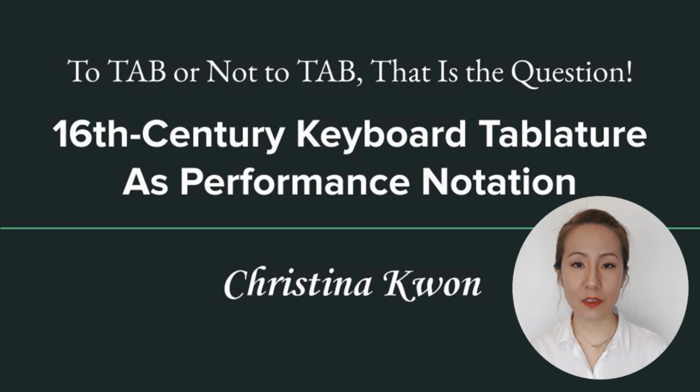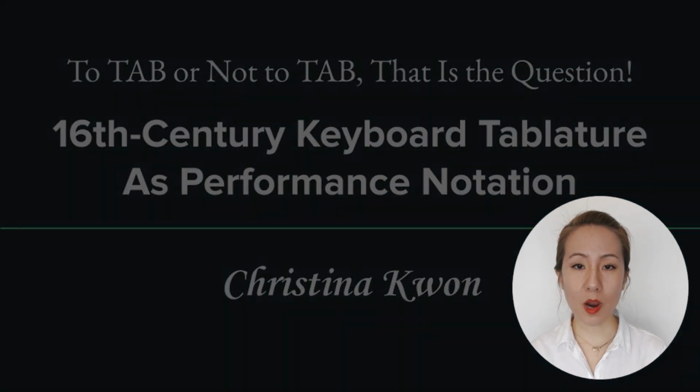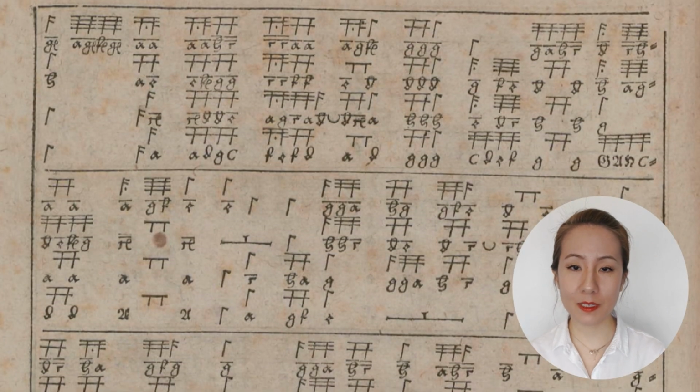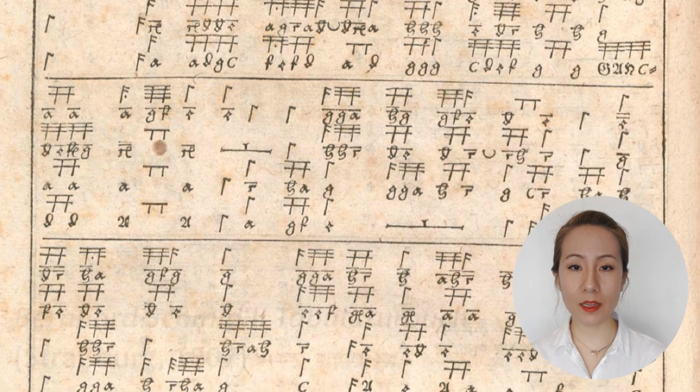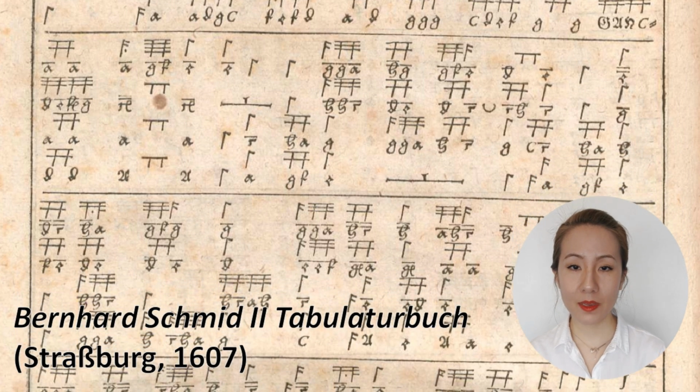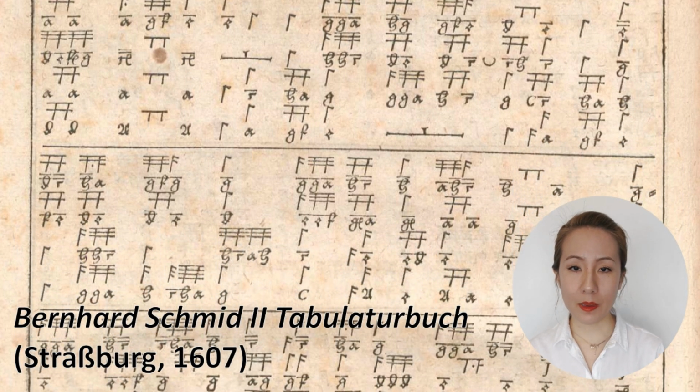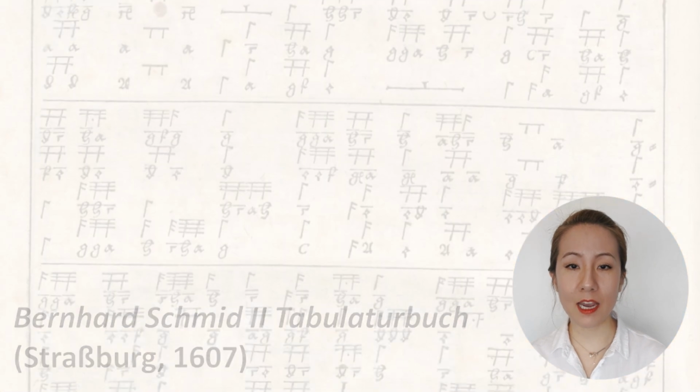Now, this video is going to be about 16th century keyboard tablature notation. As you've seen in the title introduction, it's a unique type of notation that was found in the early 14th century. It was prominently in use from the 15th throughout the 17th centuries, and it was even partly in use in the 18th century.